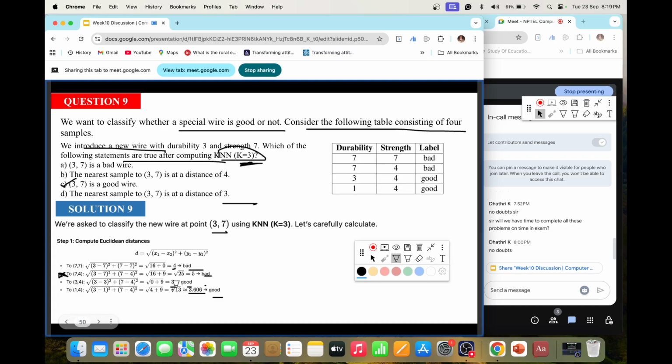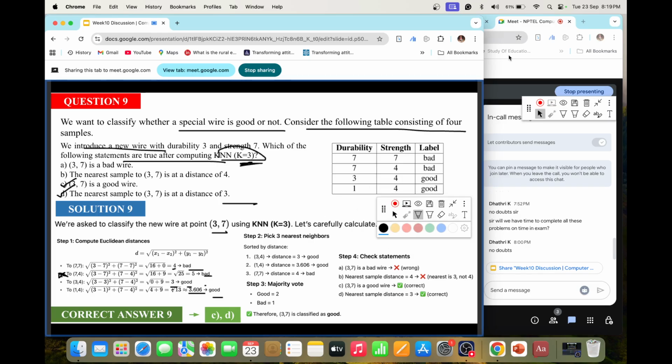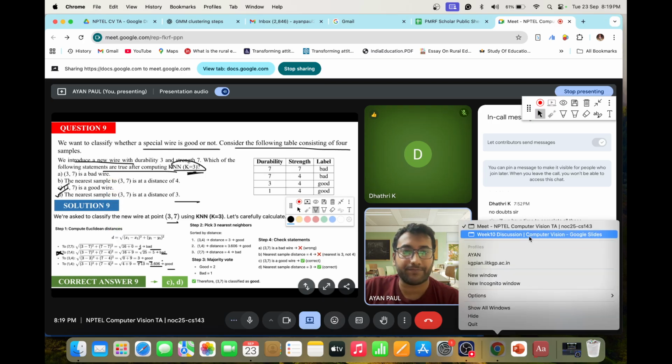So option C as well as option D is true. Option A and option B are wrong. Option C as well as option D are correct. So this is a very simple question of a KNN. Is it clear what we have done? Very simple, right? Nice.